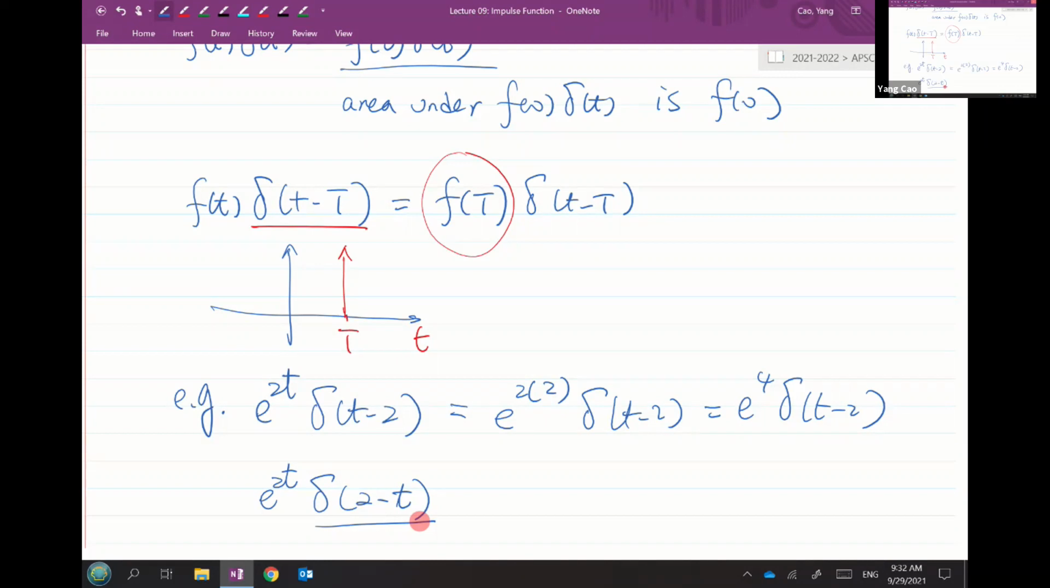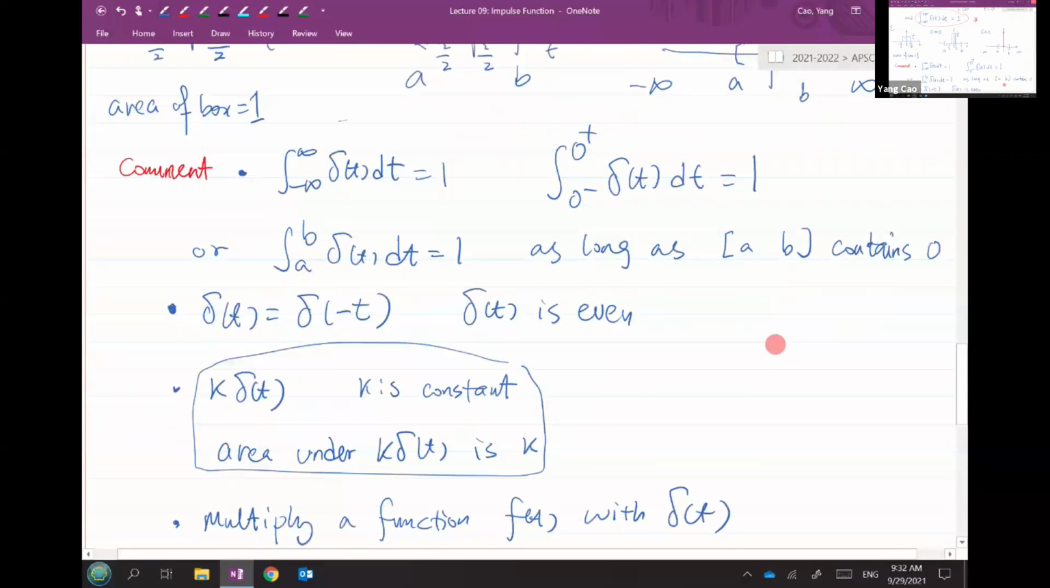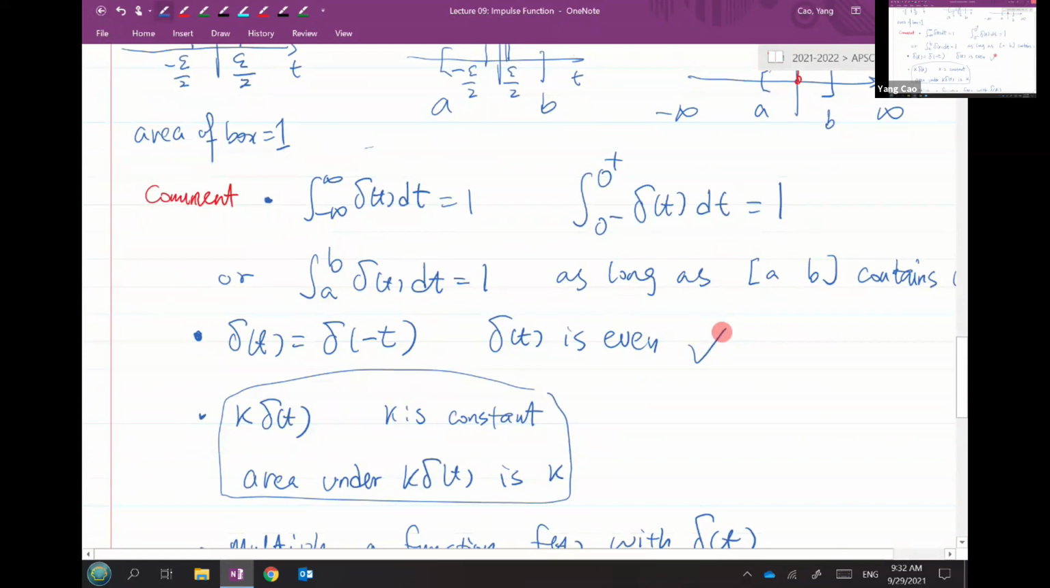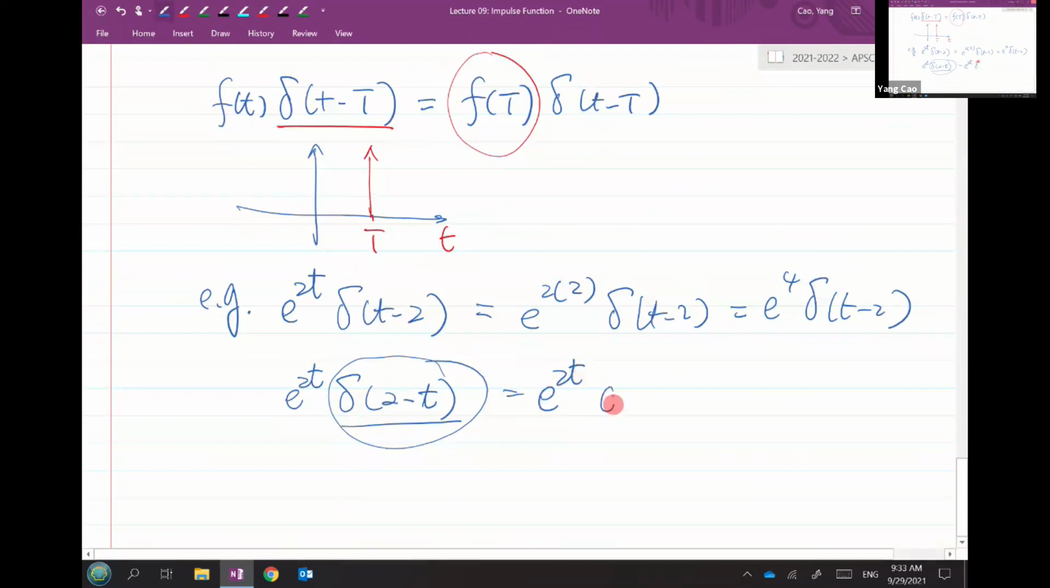I think if I understand correctly, you're trying to deal with this one, right? So you should use the right word. Remember, where did I say it here? Oh, here: the delta function is an even function. So if it's an even function, then delta 2 minus t should be the same as what? Delta t minus 2. Now you get the same results, as a matter of fact.